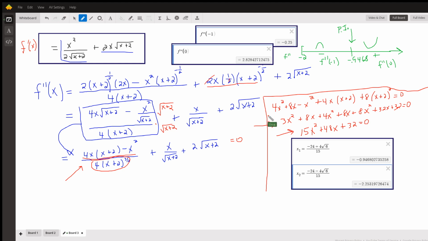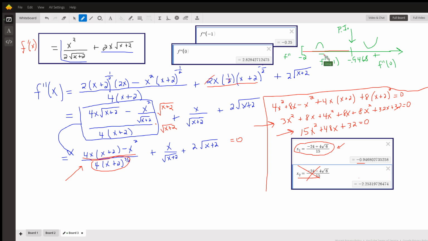Turns out to be quite a mess. This is one of the roots of that quadratic equation. And this is another root, but this is not in the domain. So this cannot be a point of inflection. And if we put this point on a number line like I did up here and apply the test for concavity, with negative 0.468, this interval from negative 2 to here, I could pick a test number like negative 1. f double prime of negative 1 is negative.